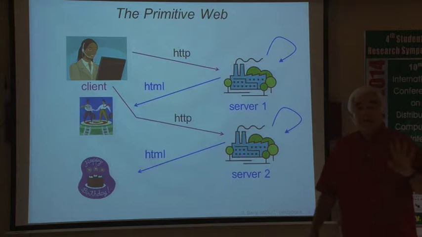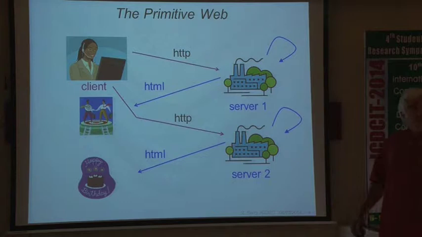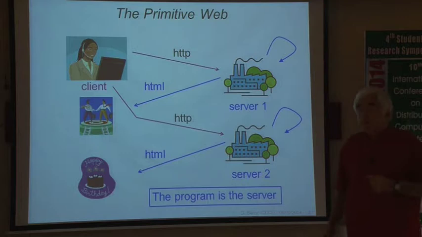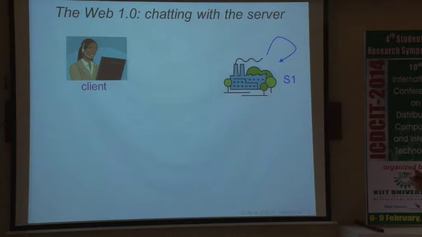And that turned out to be so useful that people wanted to make it a little bigger. Here, as far as programming, the only program is the server, and maybe the displayer, the navigator, but it was very primitive. With web 1.0 later on, you start chatting with the server, because the server in the initial web has no memory.